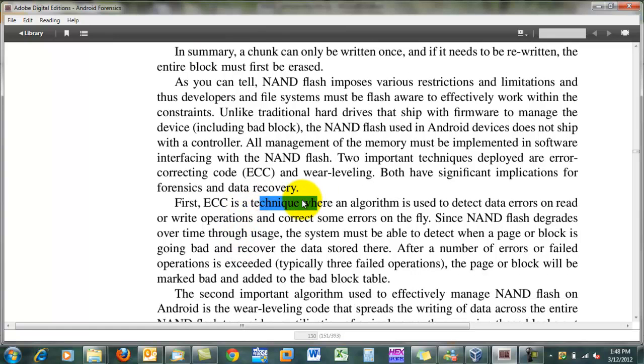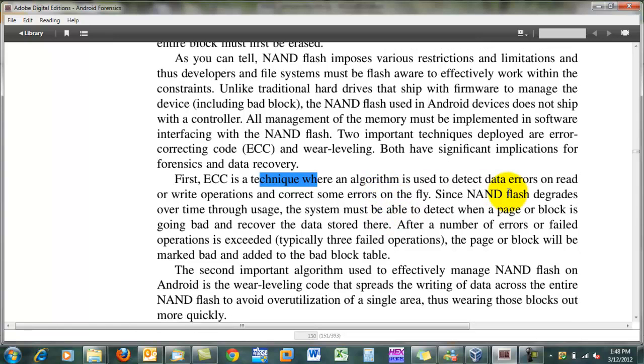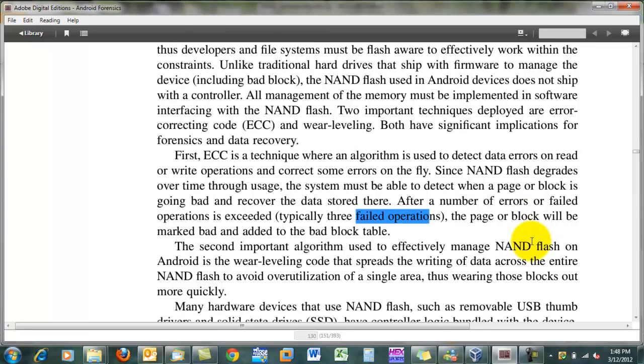So this is a technique, an algorithm to detect bad sectors or bad errors or data errors, or correct some errors on the fly. So what happens is that, for example, after a number of tries, let's say you try to read or write to the same page or chip a few times, but it's not possible to do it. It's considered a bad page or bad block, and you're not supposed to use it there.